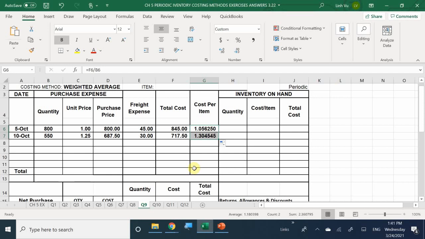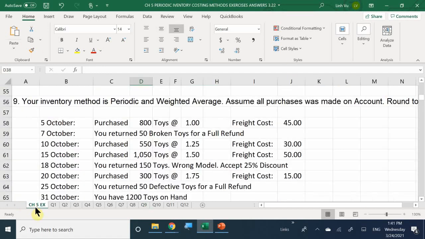But at the end of the day, do we care about this? No. For a weighted average, no, because it doesn't matter, since at the end of the day it's going to change. So we'll just go ahead and do it for practice purposes only. Okay, so then what has happened next?